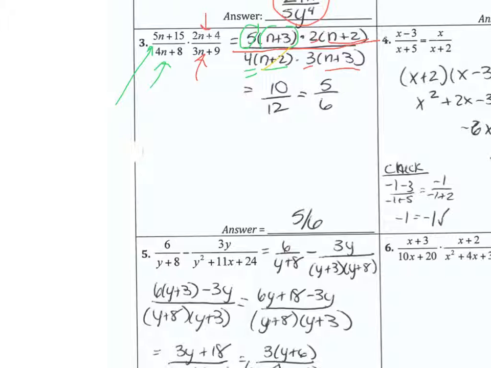So on top and bottom, the n plus 2's cancel, the n plus 3's cancel, and outside of the parentheses, there's no plus or minus, so we can cancel out a 2 here, divide this by 2, and nothing else cancels. So left on top, we have a 5, and on bottom, we have a 2 times a 3, or 6. So 5 over 6 is our answer.